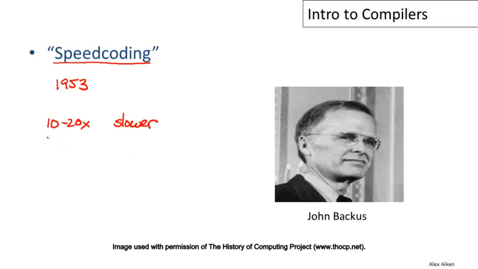And also, the speed code interpreter took up 300 bytes of memory. And that doesn't seem like very much. In fact, 300 bytes today would seem like an incredibly tiny program. But in those days, you have to keep in mind that this was 30% of the memory on the machine. So this was 30% of the entire memory of the 704. And so the amount of space that the interpreter took up was itself a concern.